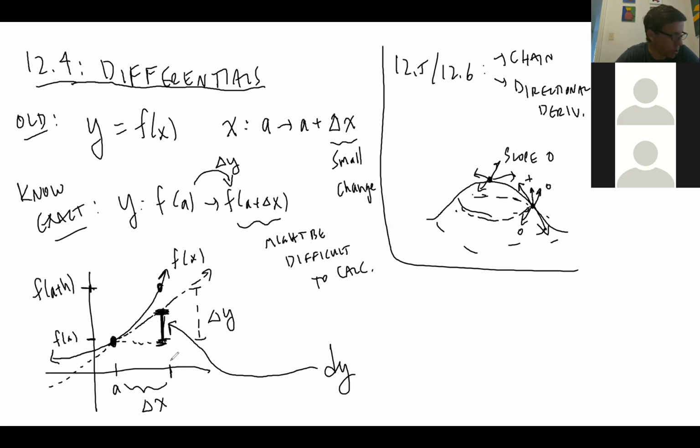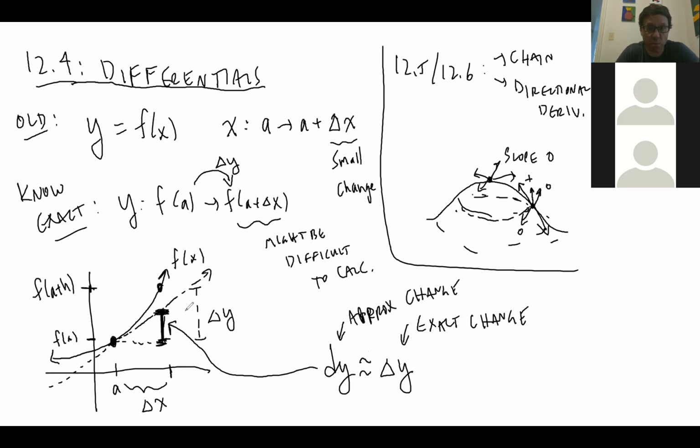And the tangent line is very quick and dirty. It's just a straight line, so y equals mx plus b. It's very easy to calculate with. If delta x is small, we'll notice that delta y and dy are pretty close to each other. So this is, again, the exact change, which might be hard to find. dy is the approximate change. And if delta x is small, then this approximation can be very useful.